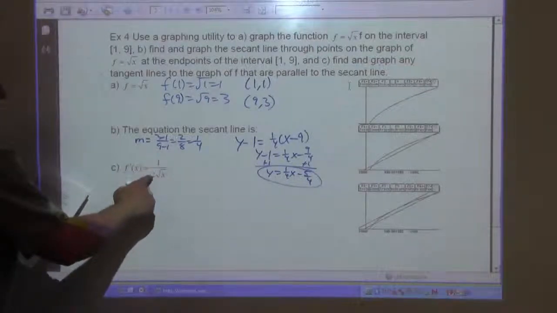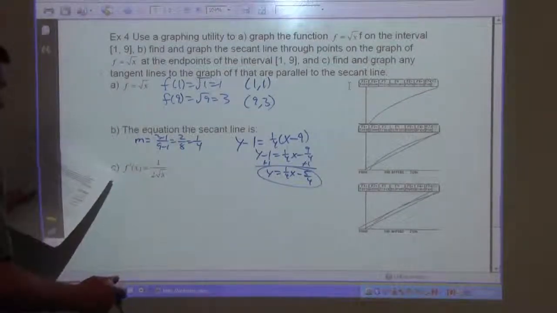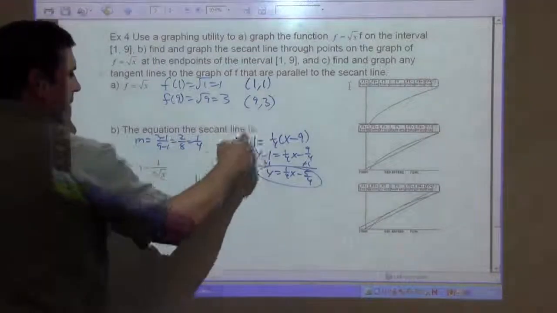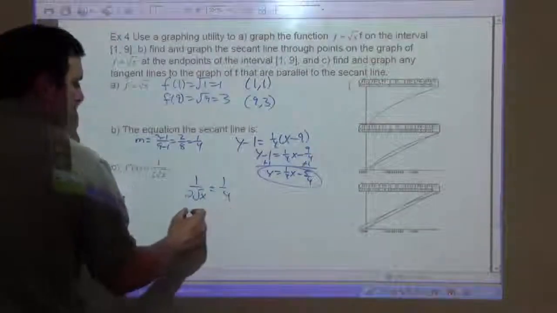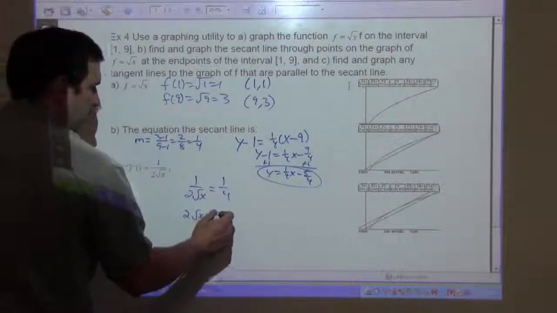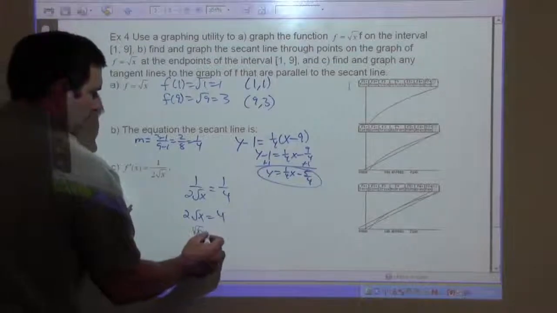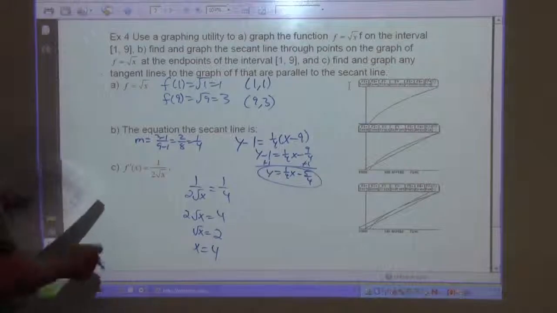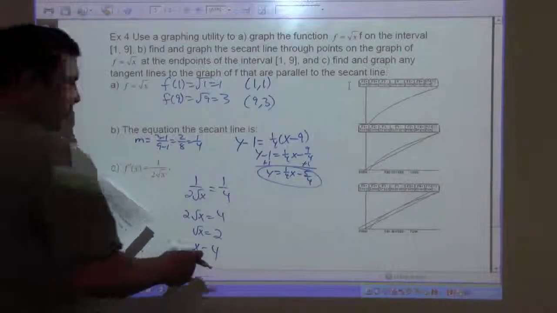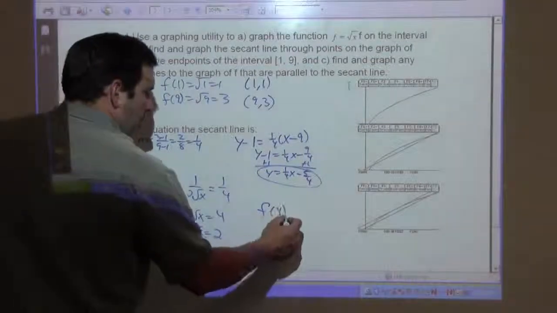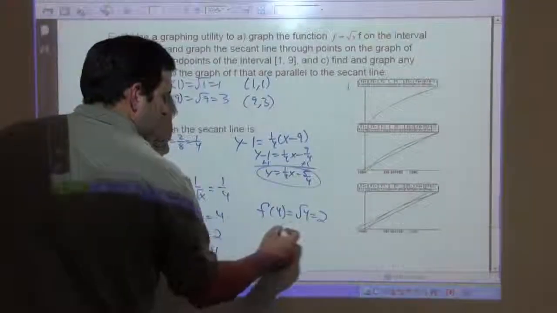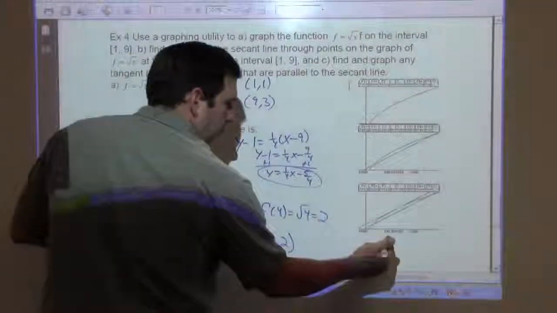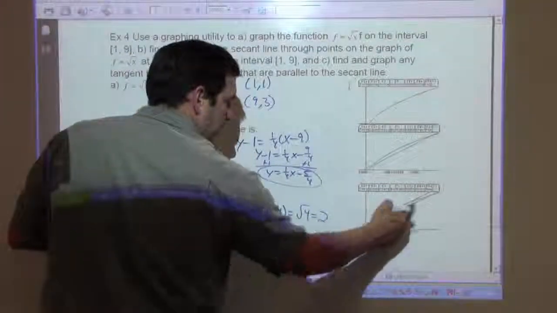Then our derivative is 1 over 2 times the square root of x. So we take 1 over 2 times the square root of x and set it equal to the slope here, 1/4. We'd have 2 root x equals 4. So the square root of x equals 2. So x would be 4, squaring both sides. So f of 4 is the square root of 4, which is 2. So at (4, 2), the derivative will have the same slope as that secant line.